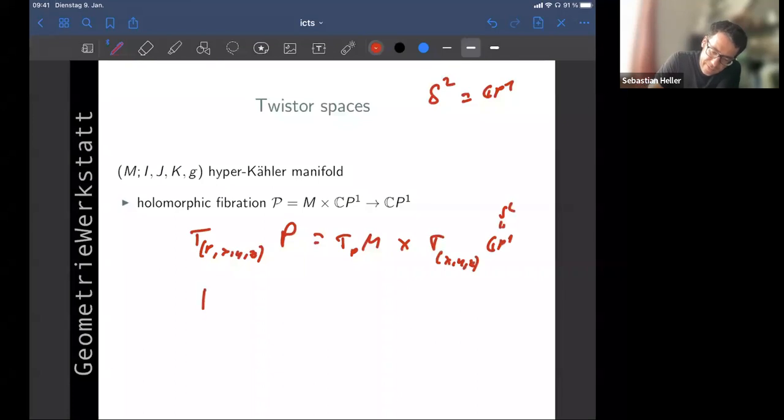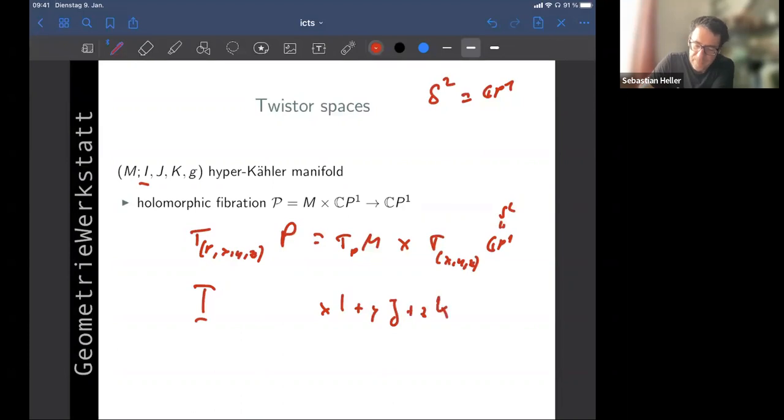And then you define the complex structure to be x times the first complex structure I plus y times the second complex structure J plus z times the third complex structure K on this summand. And here you take the natural complex structure on the two sphere identified with CP1.